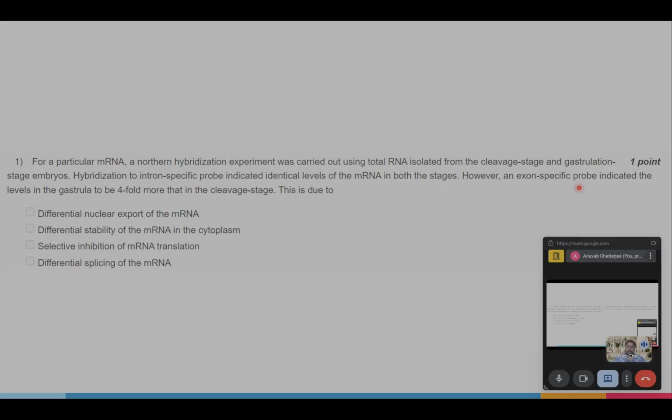So it seems that the particular mRNA we are looking at has fourfold more levels in the gastrula stage rather than the cleavage stage, even though their initial immature nuclear mRNAs were probably the same level. So what is the reason behind it? And the options, as I said, are these four: differential nuclear export of the mRNA, differential stability of the mRNA in the cytoplasm, selective inhibition of the mRNA translation, and differential splicing. Okay, I will give you a second to try and guess what the answer is.